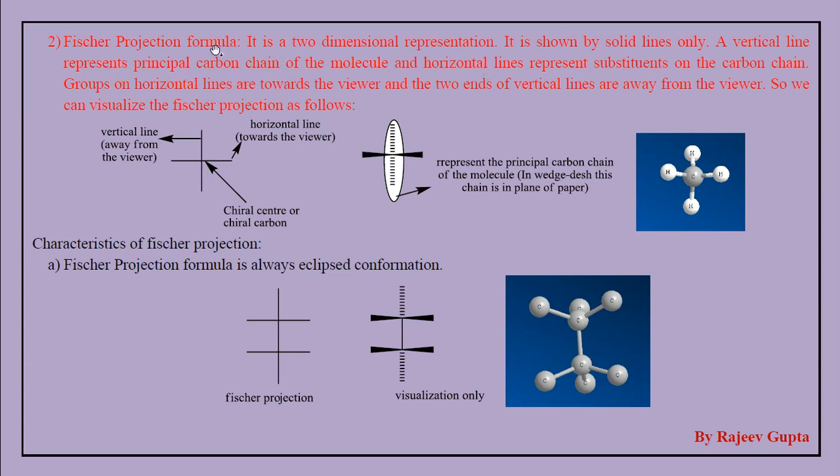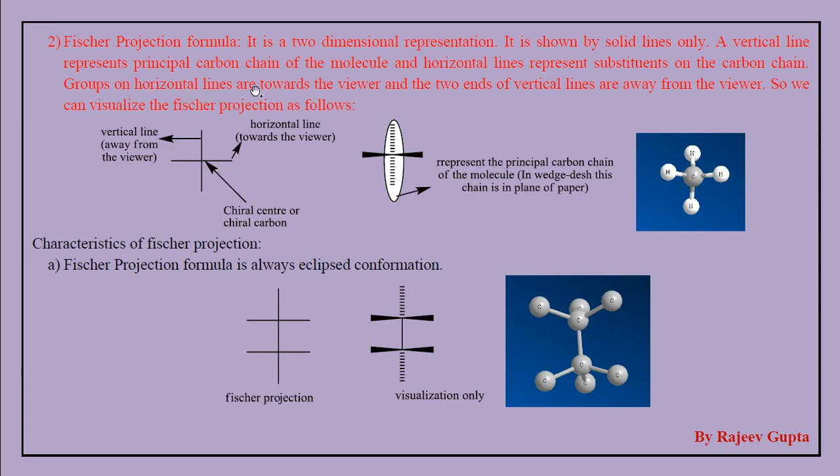The principal carbon chain, which was shown in the plane of paper in wedge-dash configuration, is here present as the vertical line. This vertical line shows the principal carbon chain, and horizontal lines represent substituents on the carbon atom. These are the substituents which were on wedge and dash in the wedge-dash representation, and here they are also shown by solid lines.